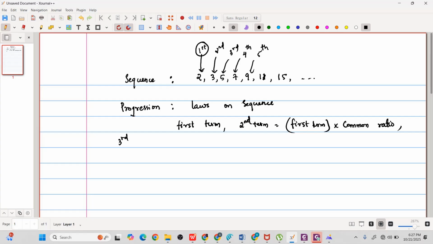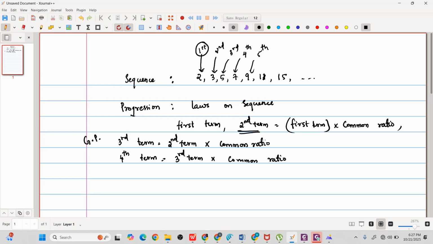The third term comes from the preceding one. Which one is the preceding one? The second term is the preceding one, and it is again multiplied by the same common ratio. Now what will be the fourth one? The preceding term is the third term, which is multiplied by the common ratio. So this is the formation of the geometric progression, which is represented by GP.